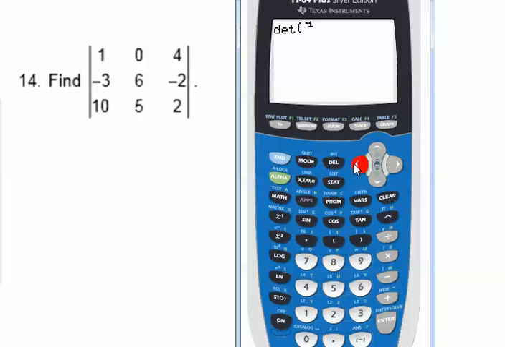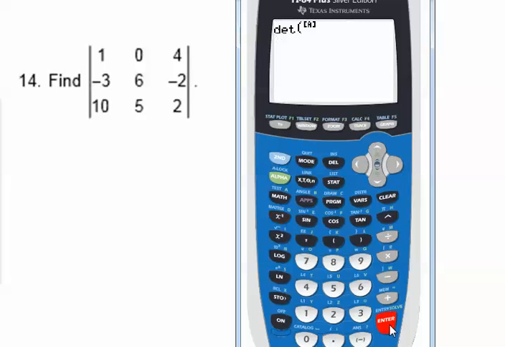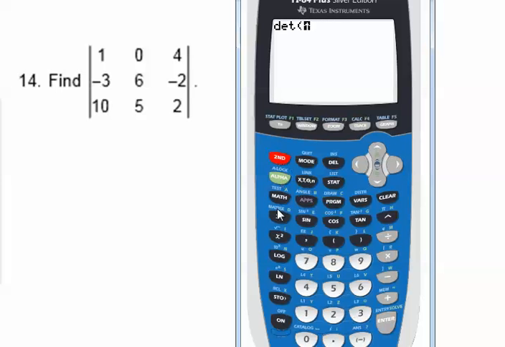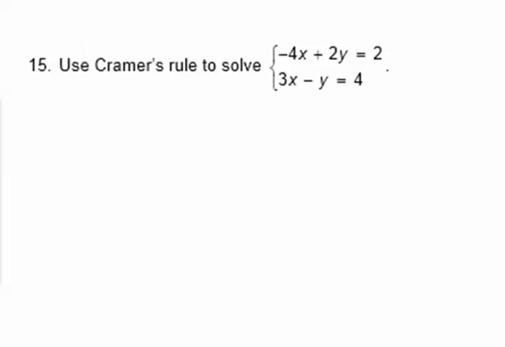Oops, not that. It's second matrix A. Oops, it's not going to work for me. Okay, it's being mean to me today, guys. Calculator and I are having an argument. Second matrix A. Thank you. Now you do it right. And we press enter on that, we get a negative 278. Okay? Really is that simple to do.